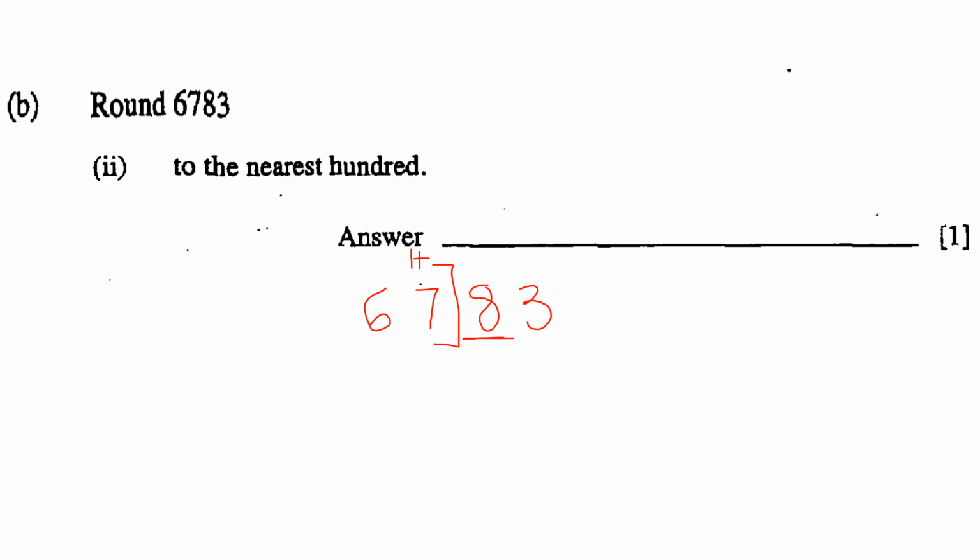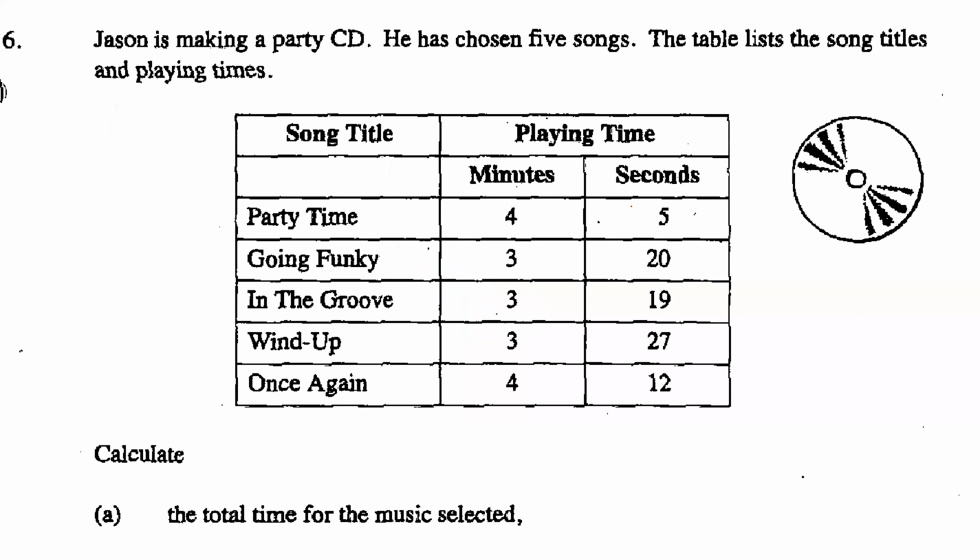And so it's going to be 6. We keep the same 6. Then we say 7 plus 1. 7 plus 1 is 8. And for all of the other numbers, 8 and 3, we replace them with 0. And that is how we round 6783 to the nearest 100. All right, let's move on to the next question.